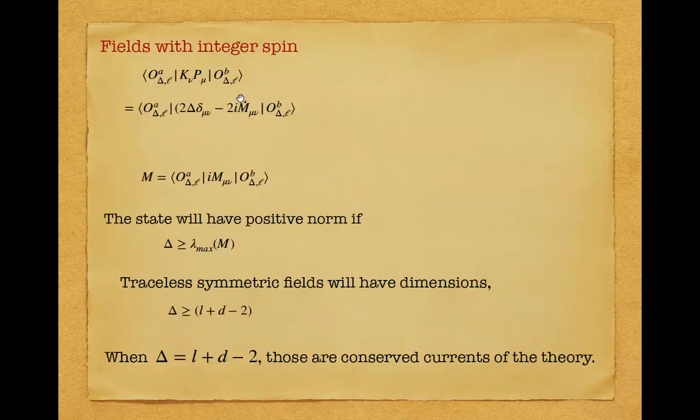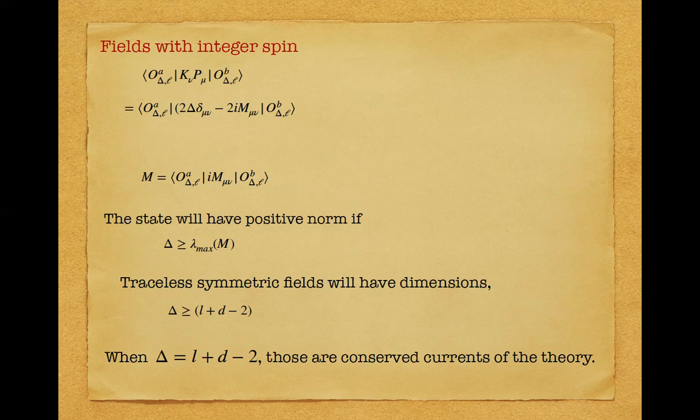You can also consider fields with integer spins. And there also you can do a similar exercise. You have to do a little bit more than what you have done before, but it is also fairly simple. And if you do that, you will end up getting this result, that for all the traceless symmetric fields, that is, the fields with integer spins, the dimension has to be bounded from below by this quantity L plus d minus 2. And you can see that when delta equals L plus d minus 2, it just simply means that p mu acting on that spinning operator gives you 0. So that is simply del mu acting on a spinning operator is 0.